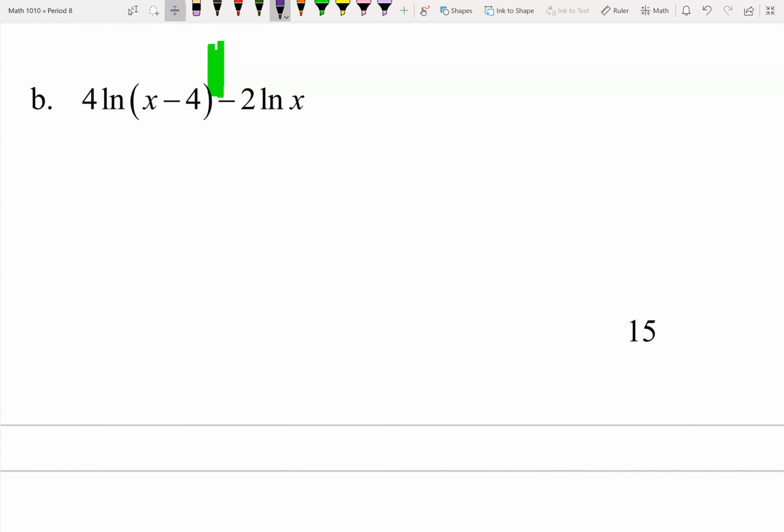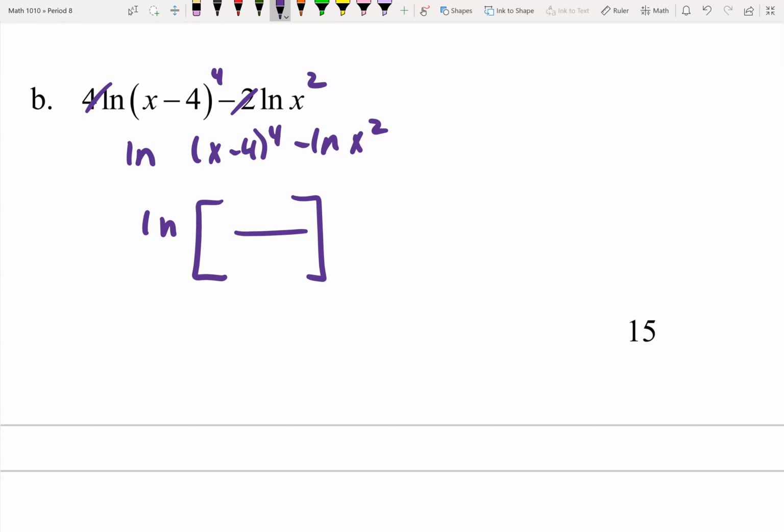So this is a 4. And that's a 2. So now I have the ln of x minus 4 to the 4th minus the ln of x squared. Now I'm ready to squish. Since I have a negative, I know I'm going to have a fraction. Tell me what goes on the bottom. The x squared. Yeah. Why the x squared on the bottom? Negative. Yeah. x minus 4 to the 4th. Positive. Done. Don't change your notes.